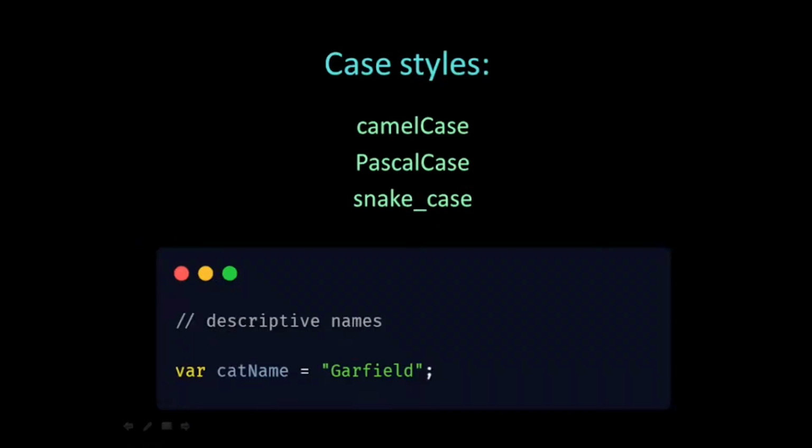We have three often used case styles in JavaScript for naming variables. These are camel case, Pascal case, and snake case. It's a good practice to give variables descriptive names. So let's say we want to assign a variable, cat's name, and we choose to use camel case in this example. So it's going to look like that.